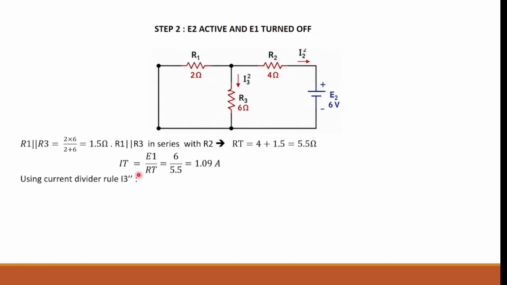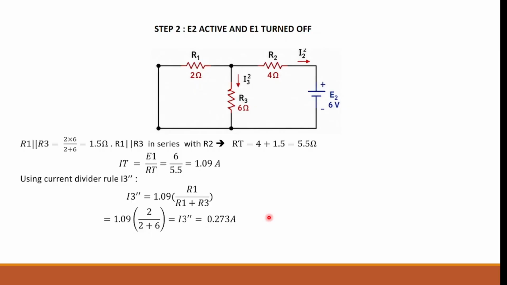Now again, to calculate the current that flows through R3, in this case we're going to denote it as I3 prime prime. We're going to use current divider to calculate it. Same formula: the total current multiplied by R1 divided by R1 plus R3. Substituting the values, we're going to have 0.273 amperes. And that is the value for I3 prime prime.